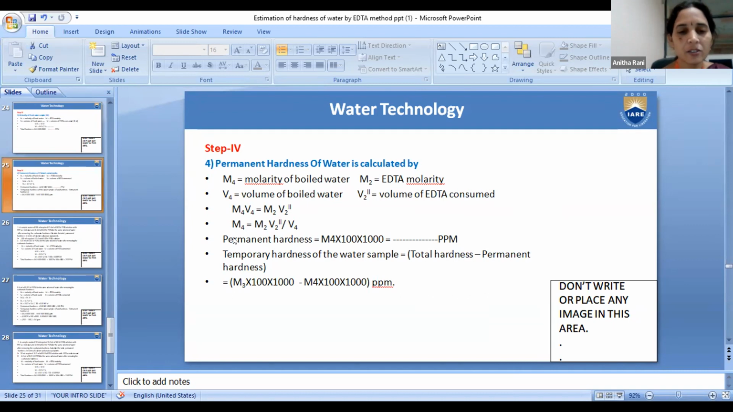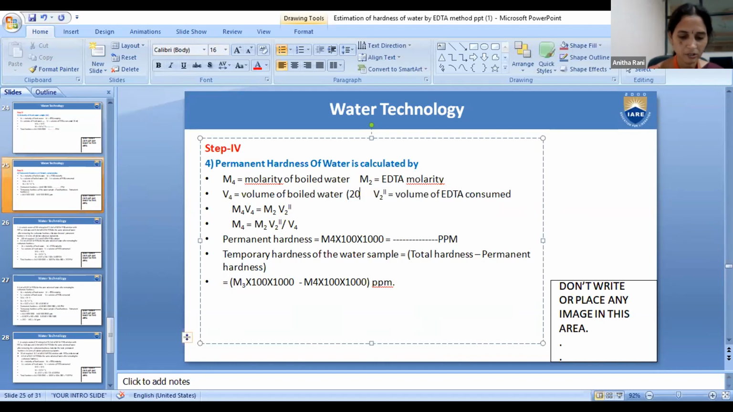Okay, students. So now we have to find out molarity of boiled water, that is M4. So we can take the formula here, M4V4 is equal to M2V2 double dash. You can see here V2 double dash. M4 is molarity of boiled water. V4 is volume of boiled water. We have to take 20 ml, same like the previous steps, in the conical flask.